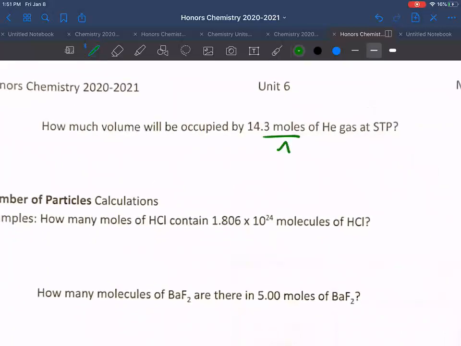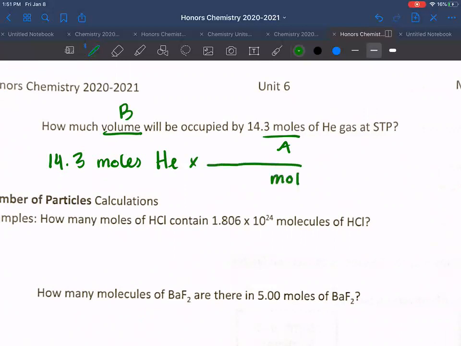So moles is our A, because that's what we know. We have 14.3 moles of helium. And we want to go to volume. So we have mole on the bottom. I'm going to erase this so it's not confusing. Liters on top. 1 mole, 22.4 liters. So then we have 14.3 times 22.4. We get 320. with a dot because we need to make sure to have 3 sig figs, liters of helium.